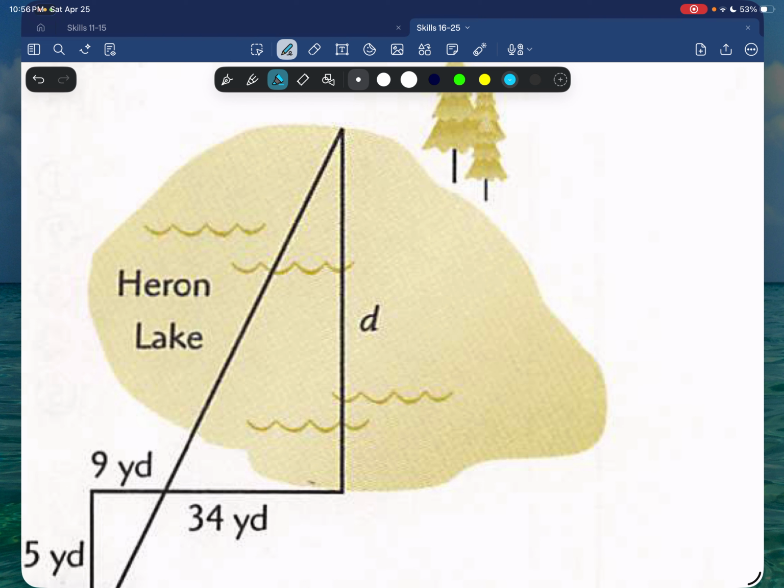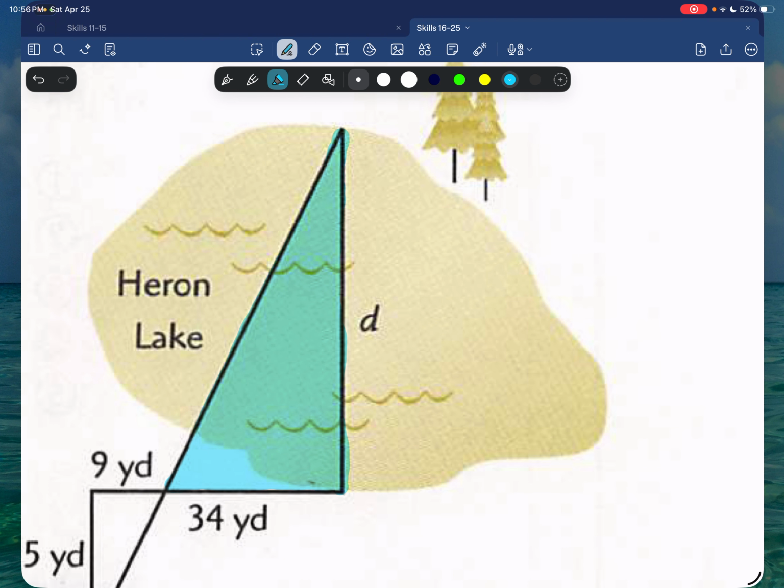So here's what she's trying to find. She's trying to find the distance across this lake. And so she drew some measurements. These are measurements that she could measure with some sort of measuring device. And here's the mama triangle.